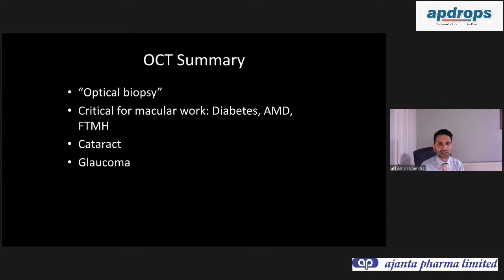So I've talked about OCT, how it can be used as an optical biopsy. It's critical for macular work, diabetes, macular degeneration, full thickness macular holes. I've talked about potentially its role in cataracts, and really it will become the use for monitoring glaucoma, probably much more accurately than visual field tests.